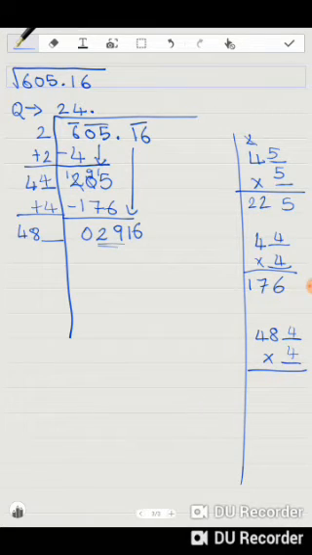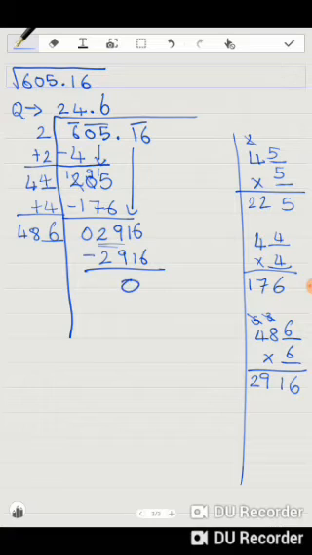But if I put here 6, I know 6 4s is 24, which is closer to 29. So my odds of getting 6 as the right answer are better. So 486 into 6, if I try, 6 6s are 36, remainder 3. 6 8s are 48 plus 3, 51, 1 carry 5. 6 4s are 24 plus 5, 29. Hence, 486 into 6 gives you 2916.